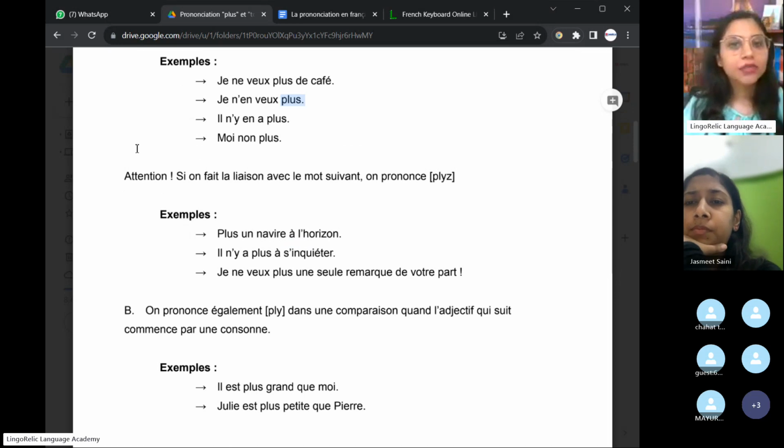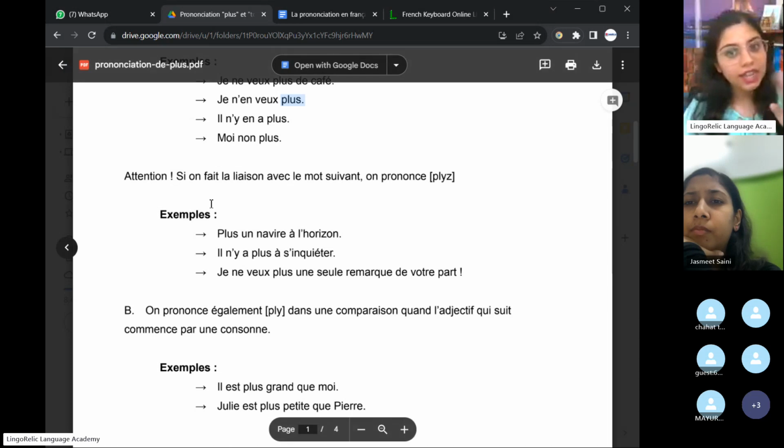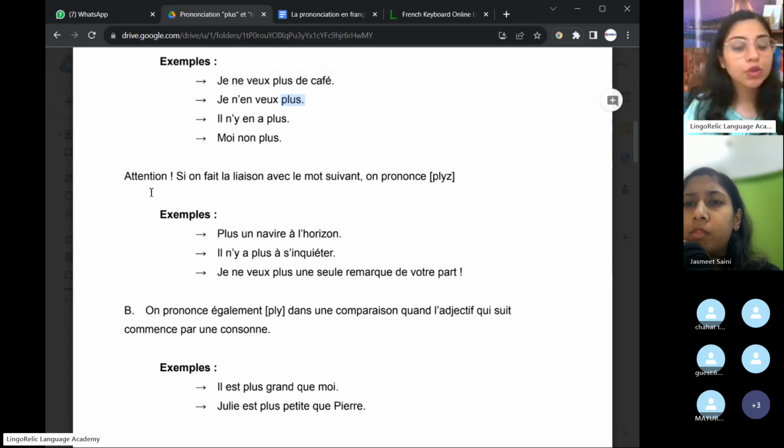So then if there is a word that is starting with a consonant after this, then it has to have z. Plus un navire. Plus un. I'm only focusing on the pronunciation, mind you. I'm not focusing on the meaning right now because this is a pronunciation lesson. You'll have to use the dictionary later on. Okay, I'll send the document. Il n'y a plus à s'inquiéter. Il n'y a plus à s'inquiéter.